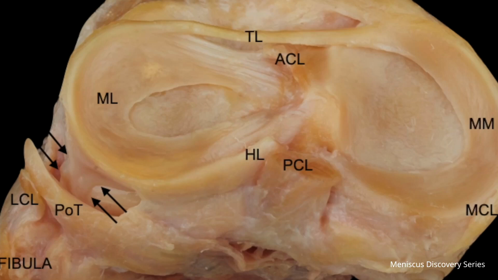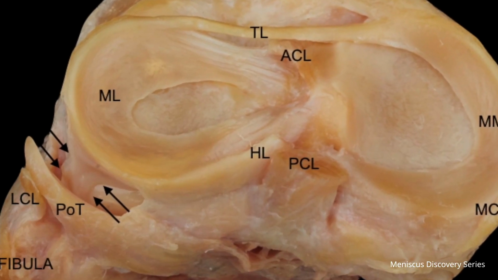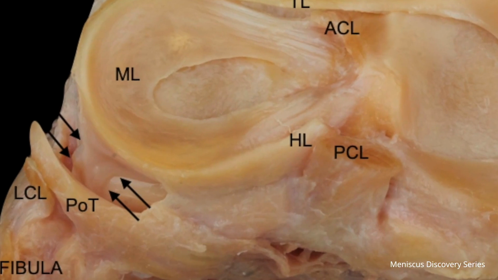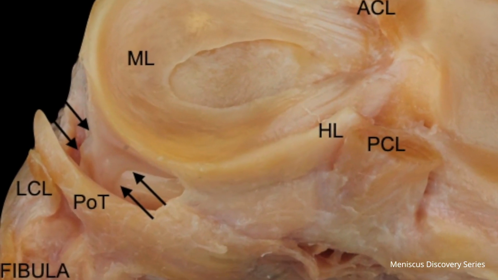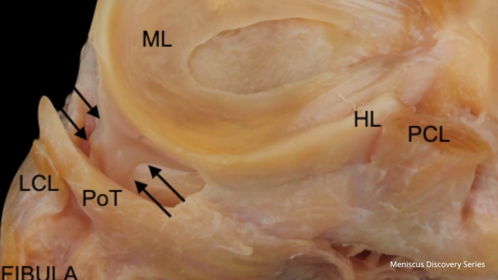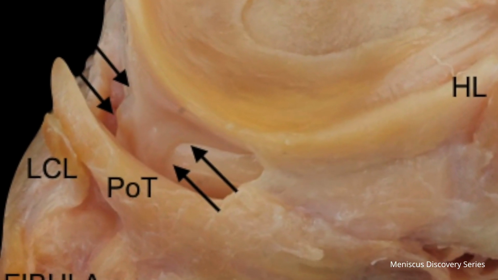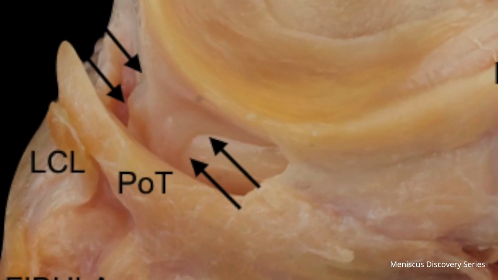I will just show you that. You can see with these black arrows, there is the meniscofibular ligament. The meniscofibular ligament is responsible for limiting the anterior movement of the lateral meniscus. It's one of the most important structures.